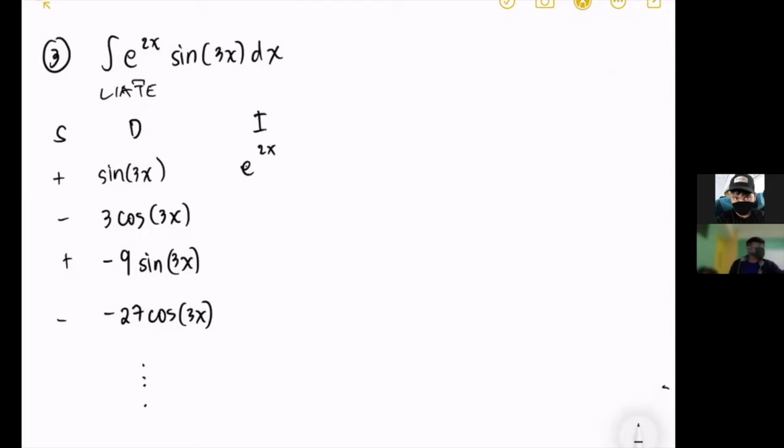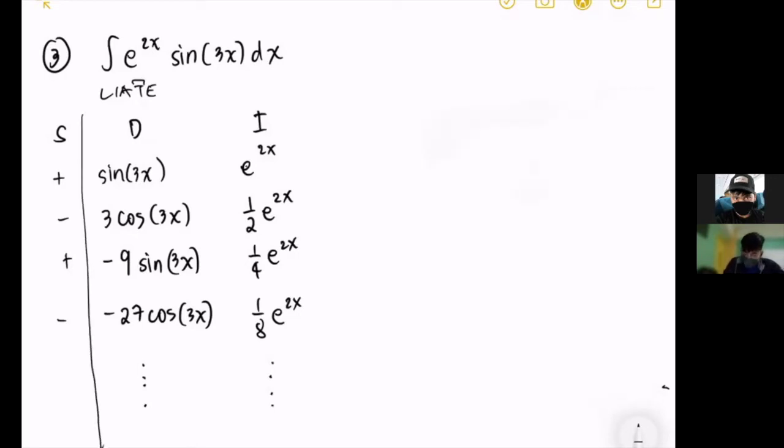Of course, the integral of e to the 2x can be solved using integration by substitution or IBS. And you can easily show that this is 1/2 e to the 2x. Next is 1/4 e to the 2x. Next is 1/8 e to the 2x. Of course, if you're not convinced, please try nyo din. Pwede nyo gawin. Ayusin lang natin, lagyan lang natin ng borders.